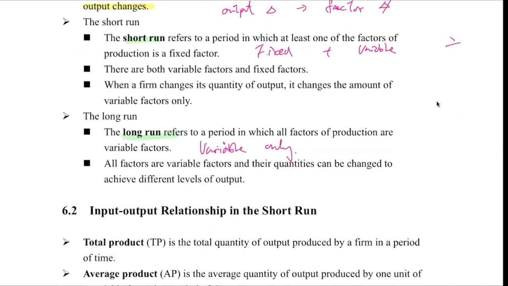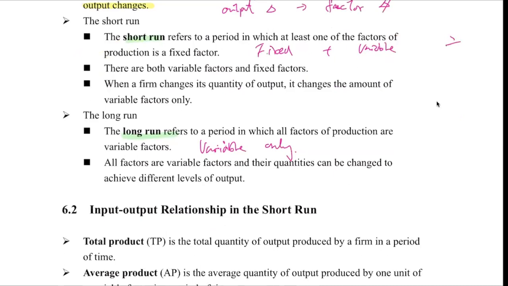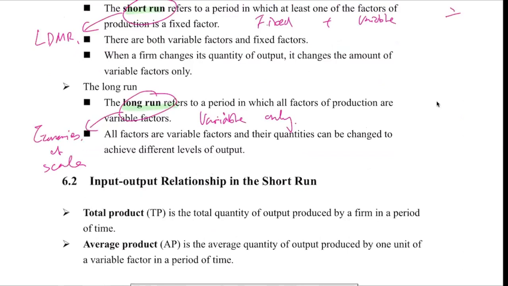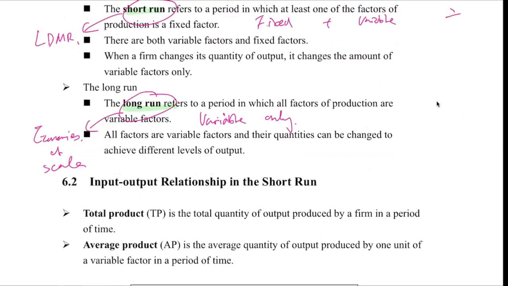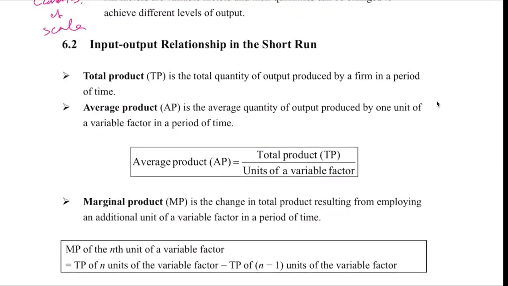So the fixed factor is one of the determining factors to determine whether it's a short run or long run. And this is very useful for us to identify whether to apply the law of diminishing marginal return or economy of scale. Because in the short run, we only talk about the law of diminishing marginal return, but in the long run, we only talk about the economy of scale. And for economy of scale, we have internal and external. So we will have a brief summary later.